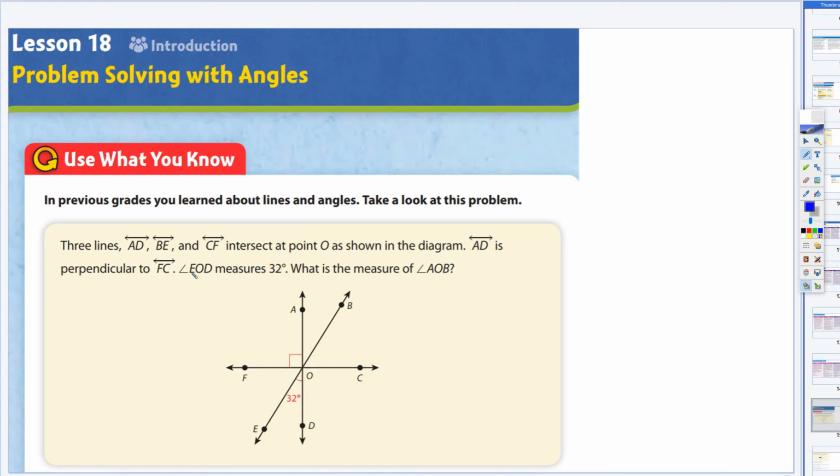Then it says angle EOD. Now I'm going to follow those points. EOD. Very important you follow those points. And the middle letter is usually the vertex. Angle EOD measures 32 degrees. There it is. It's given information. So they're asking, what is the measure of angle AOB?